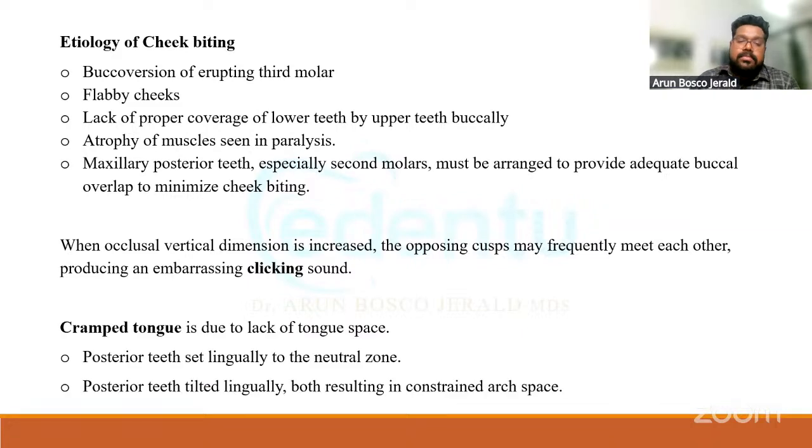And cramped tongue, it's very simple. If the posterior teeth are lingually set or lingually erupted or lingually rolled in, that can encroach into the tongue space. That can cause cramping of the tongue. So in the previous question, all the matches were correct.